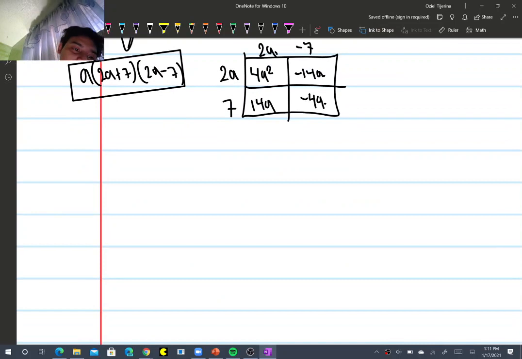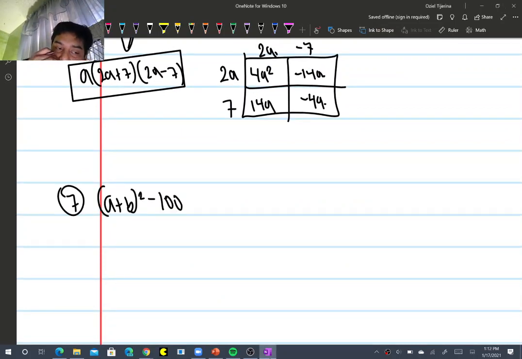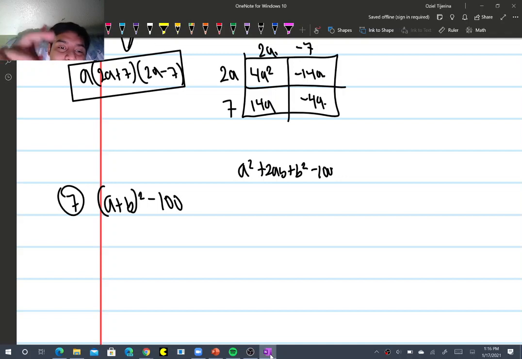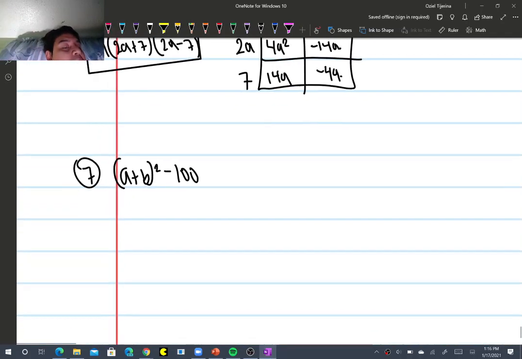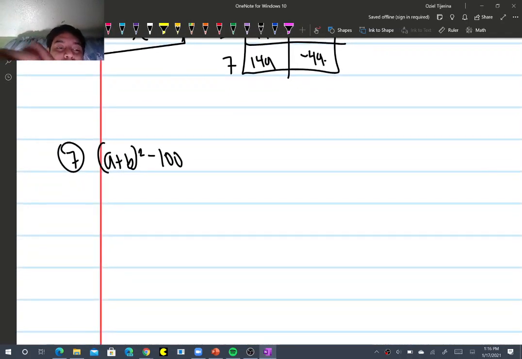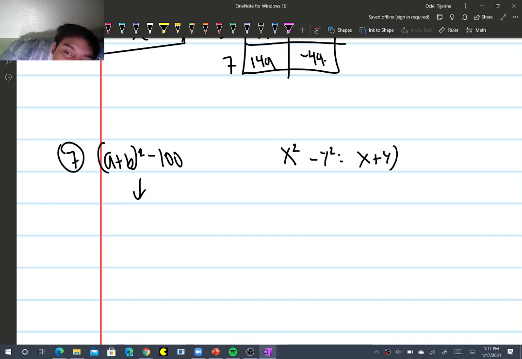Okay, so let's move on to number 7. Okay, so we have a plus b squared minus 100. So I'm going to try something. Let me see if it actually works. Okay, so the way that I would do this, this one is a little bit tricky because you have to know that x squared minus y squared equals x plus y times x minus y.